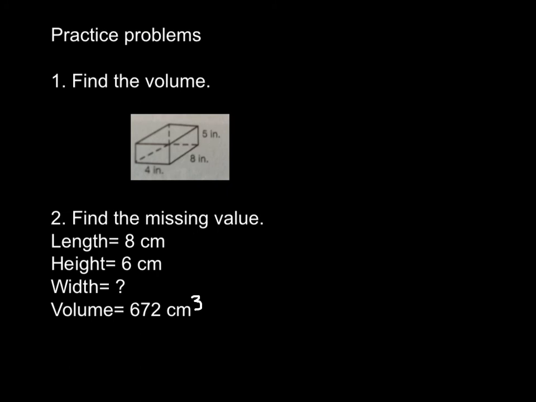And here are your two practice problems. In number 1, you're just multiplying length times width times height. And number 2, you're finding the missing length by going backwards and dividing. Don't forget a word problem or a question, and rate your understanding.